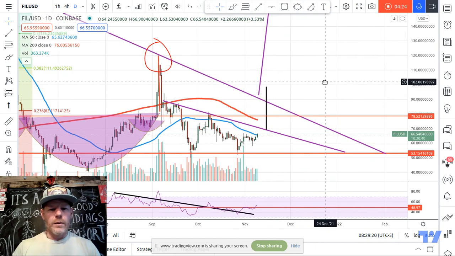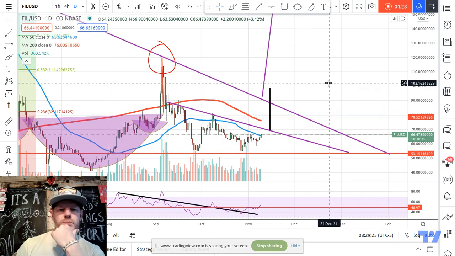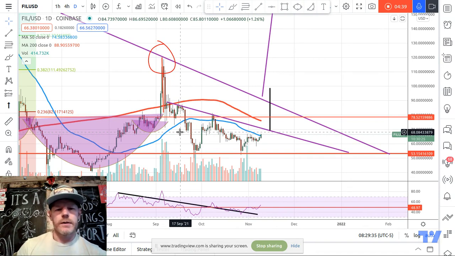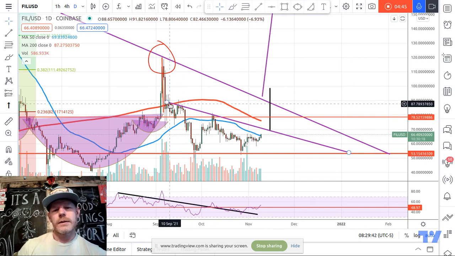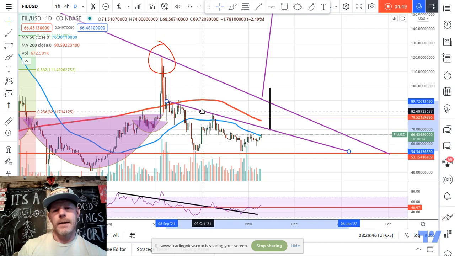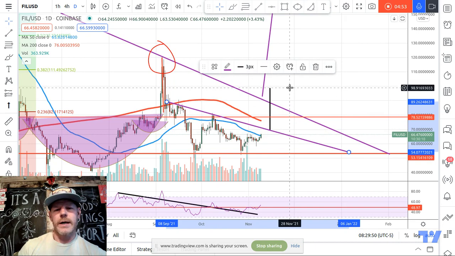All right, so what I am seeing, I'm trying to figure out why I did draw that. All right, I think what I was looking at here is, okay, I see it. All right, so see this trend line in purple. That forms the top of another triangle within a triangle.